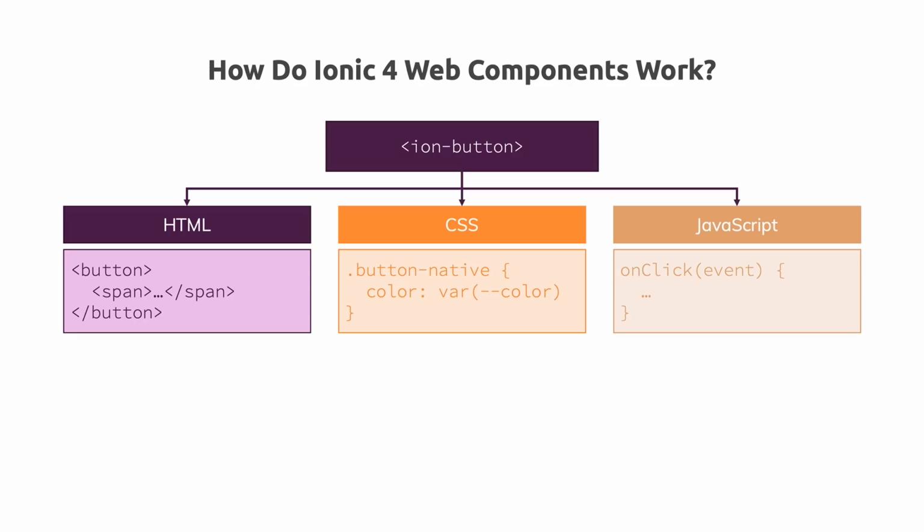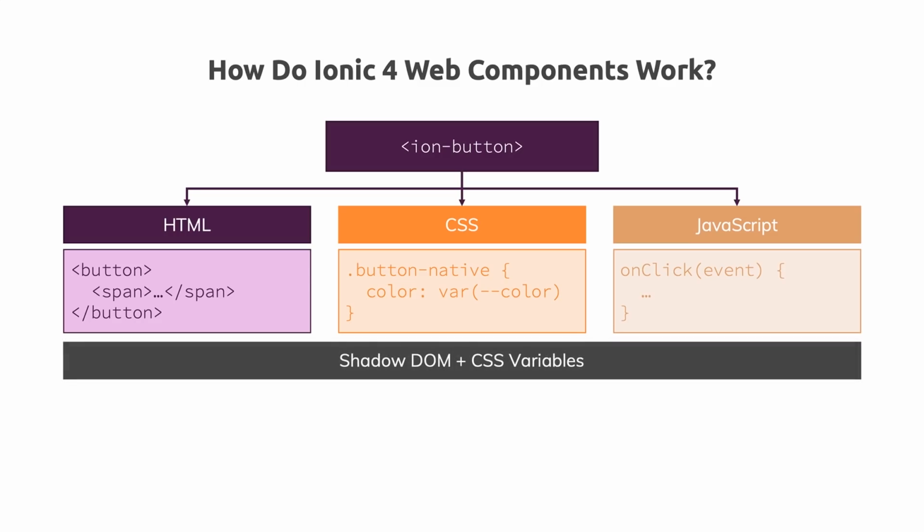So all of that is controlled with JavaScript. And this is all packaged up together and basically wrapped into a JavaScript object, you could say, which we can add to the HTML code, to the DOM, with this ion button selector. Now, under the hood, this also uses a technique called the shadow DOM and CSS variables, which help with encapsulating the styles of this component so that the styling applied to the elements in this component doesn't spill over to your app or to other components.